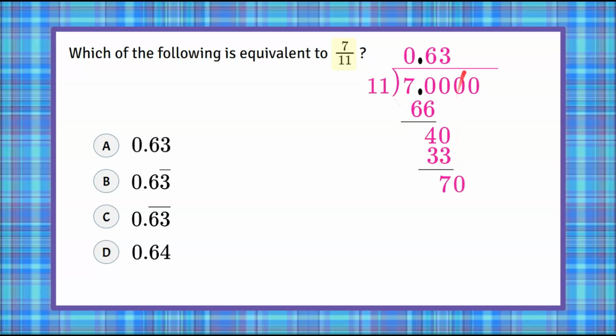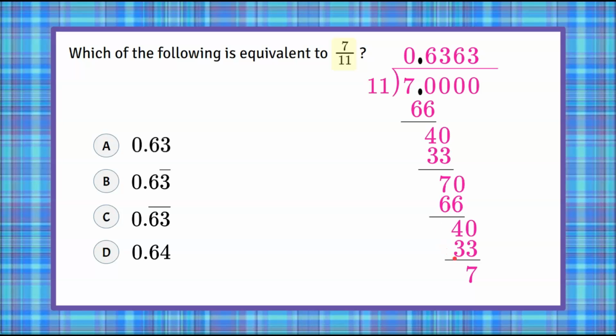11 goes into 70 6 times. 6 times 11 is 66. 70 subtract 66 is 4. We can start to see a pattern forming. Bring down a 0. 11 goes into 40 3 times. 3 times 11 is 33. 40 subtract 33 is 7.